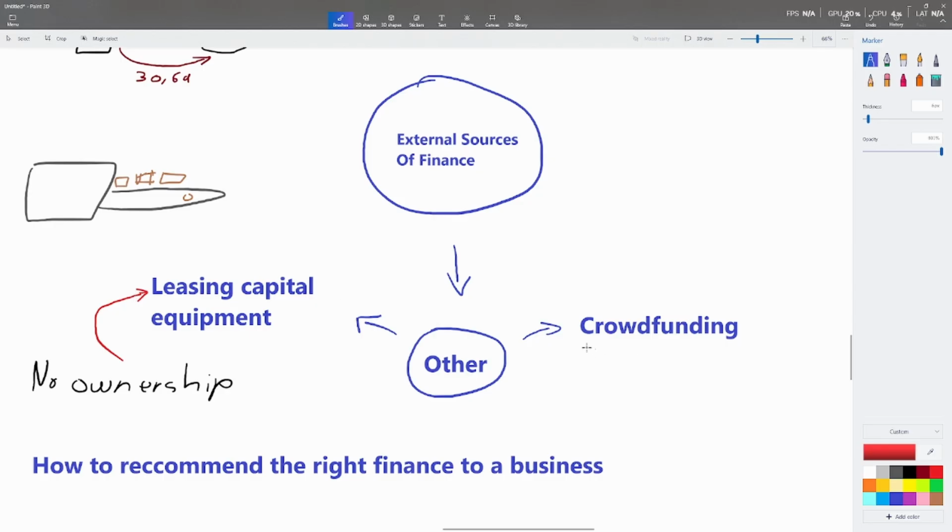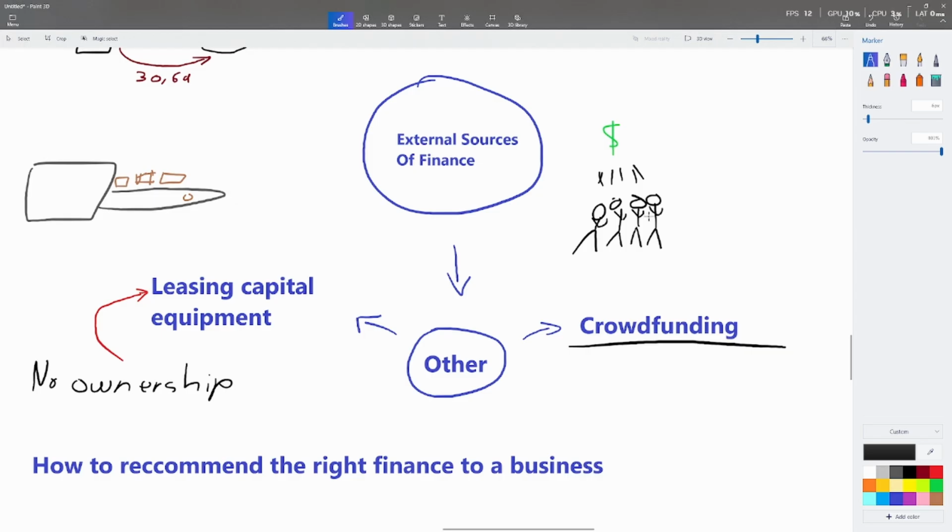Then crowdfunding. I think a lot of people know what Kickstarter is. So essentially crowdfunding is when a lot of people, they don't gather up physically, but they can gather up online, and they give you money all together to start the business. So essentially they show support online. There are websites like Kickstarter where you can send money.